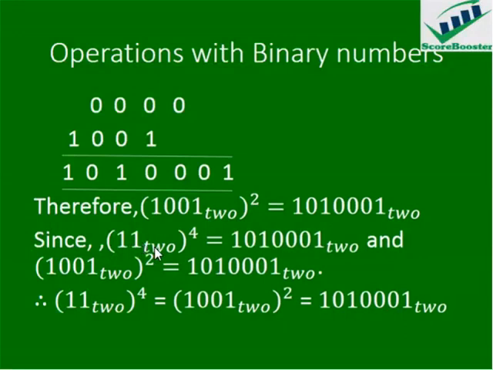Since 11 base 2 raised to power 4 gives this, and 1001 base 2 raised to power 2 also gives, consider it's the same, 1010001 base 2. Therefore, the assumption is correct that 11 base 2 raised to power 4 is the same thing as writing 1001 base 2 raised to power 2, which all gives us what? 1010001 base 2. So that's about operations with binary numbers.